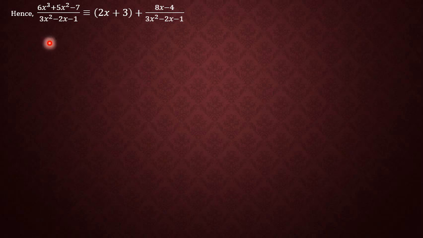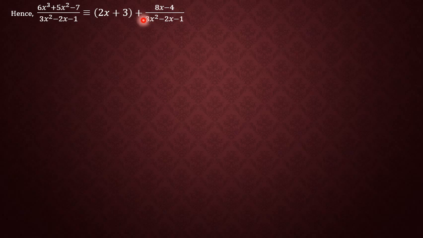So that is it. So this hint here is going to be used in the next slide here, yeah. So hence 6x cubed plus 5x squared minus 7 divided by 3x squared minus 2x minus 1 is equivalent to 2x plus 3 plus 8x minus 4 divided by 3x squared minus 2x minus 1. So that is it. But notice that we have not yet expressed this as a partial fraction, okay.